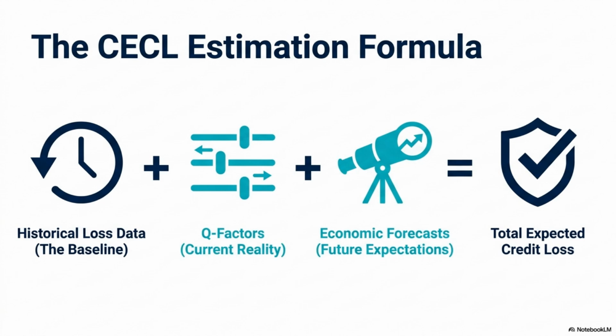The CECL estimation formula has three components that work together. You start with historical loss data as the baseline. This anchors the model in observed reality. You then layer on Q factors to reflect current conditions that history alone cannot capture. Finally, you incorporate forward-looking economic forecasts to account for where things are headed. These three inputs combine to produce the total expected credit loss that goes into your allowance.